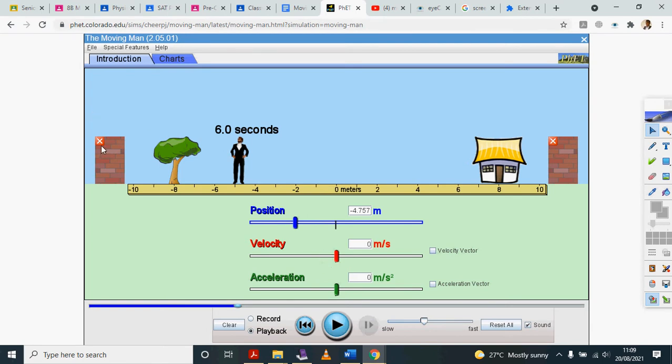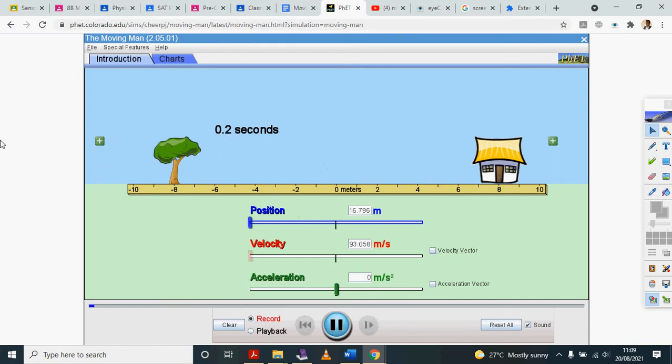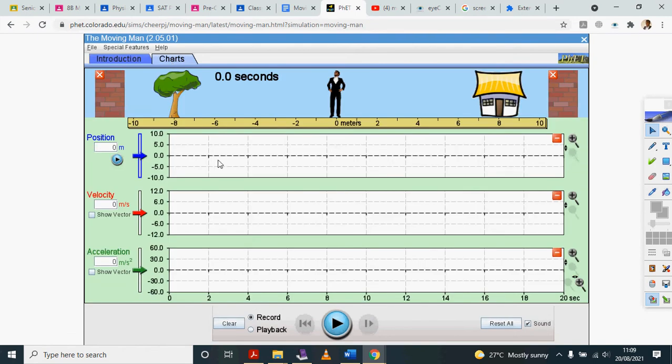There's walls here, you can take them out if you want. You can take them out, and then this guy can just disappear, right? So just play around with it. But the actual lab starts on the charts. Here on the charts, I want you guys to look at these position time graphs on different scenarios.